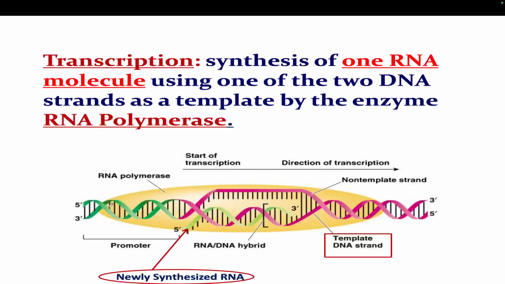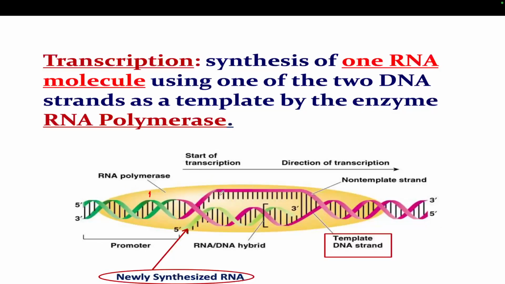Here you can see there are two strands. This orange round shape is called the RNA polymerase, and this is the start of the transcription, and this is the direction of the transcription. Like in the case of DNA, the direction of replication was 5' to 3' end.